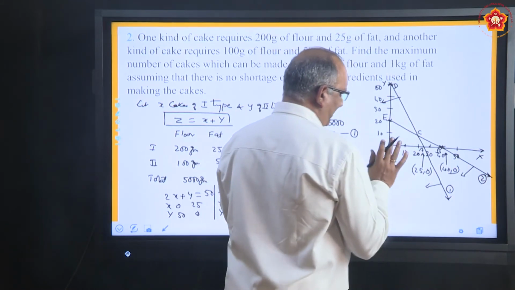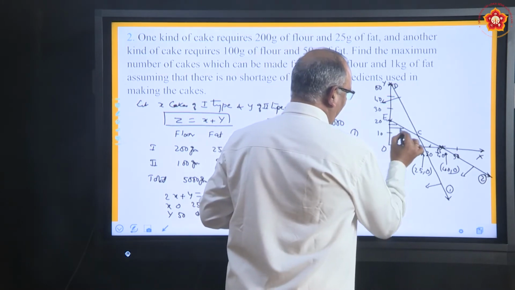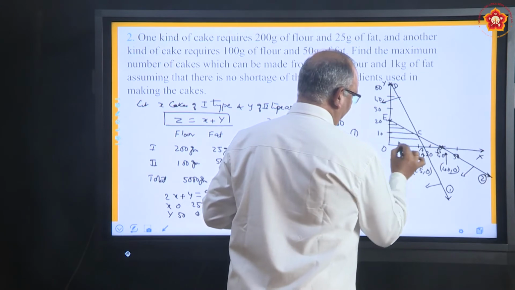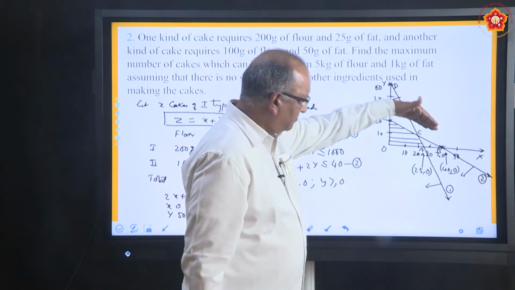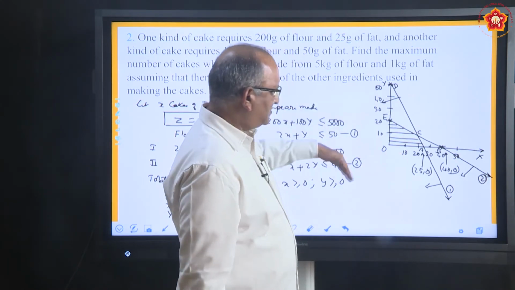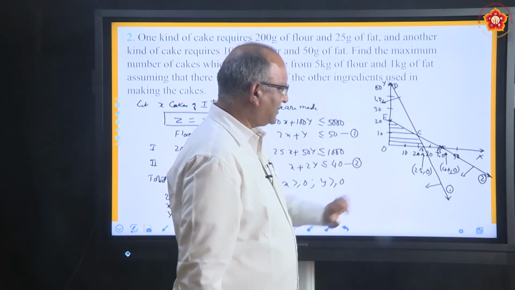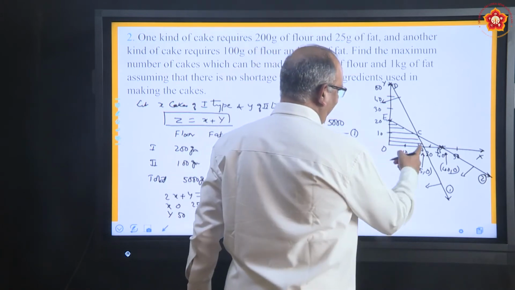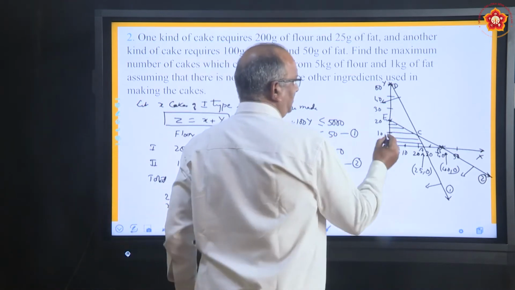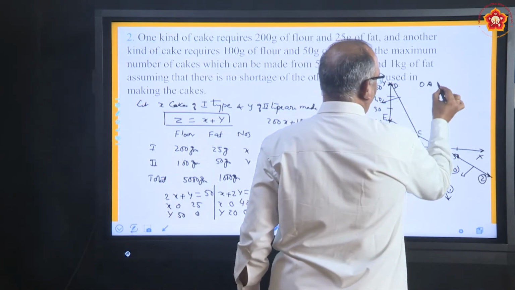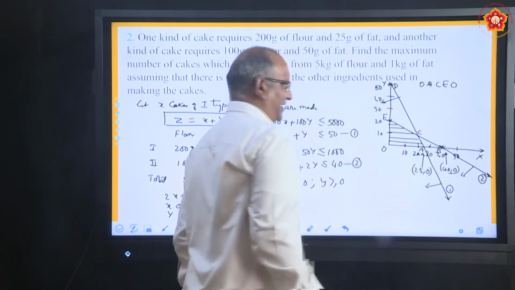So, what is the common area? Just observe, the common area is this shaded part. This is the part which is common to all of them. Below 2, below 1, above x axis, right side of y axis. So, we are not concerned about other points, we are concerned about OACE. This is the common area, OACE you can say, this is the area.